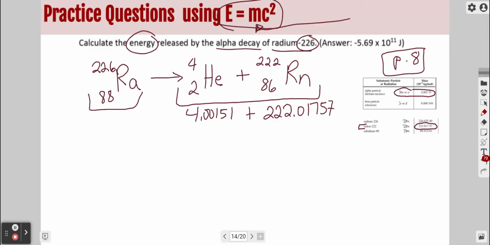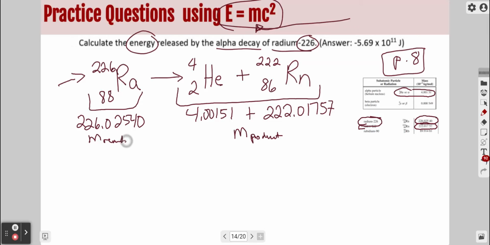All right, and then we have our radium 226. You got to watch those mass numbers. Make sure you got the right one, and it's 226.02540. So we want the mass of our products, and this is our mass of our reactants. And so we're going to take the mass of our products minus the mass of the reactants.